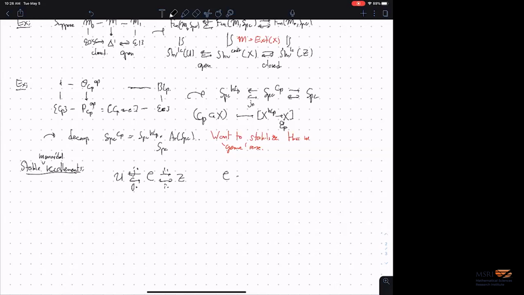So here I'm now supposing C is stable, and U and Z are stable. In the stable setting, I first of all have extra adjoints. I have a left adjoint to J upper star and a right adjoint, I upper shriek, to I lower star. In particular, Z, you see, is both localizing and co-localizing.